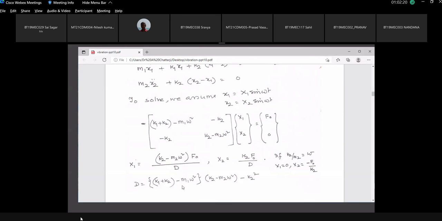What should I mean if I say determinant D is 0? What does it mean? If I say denominator determinant is 0, what does it mean? It means something very significant. What is that significant thing? Vibration having in unison. No.